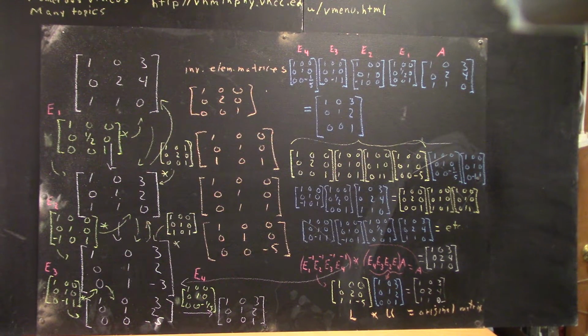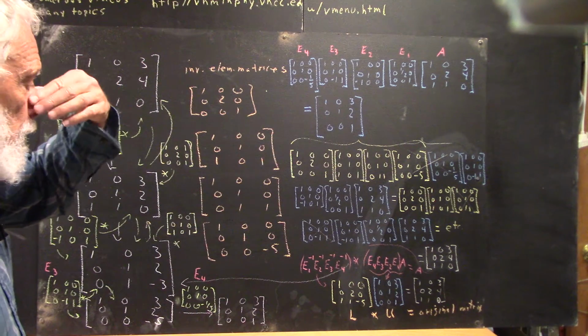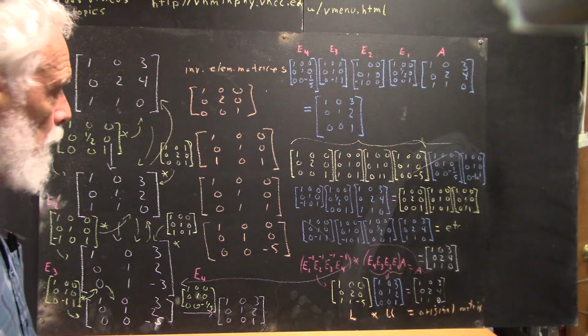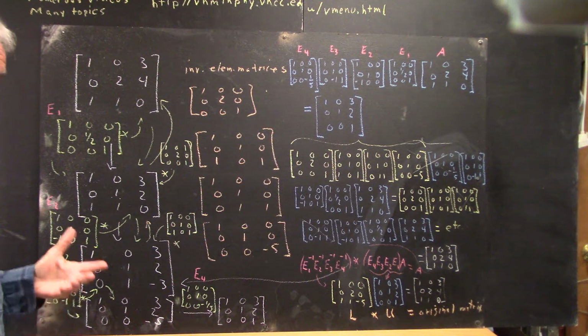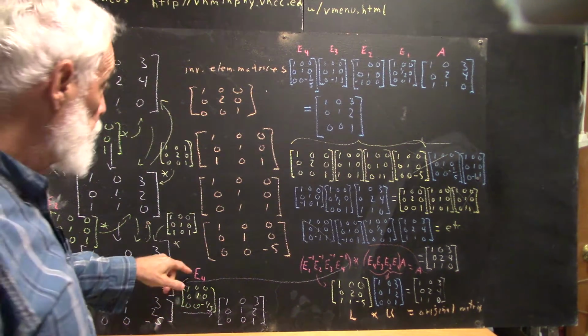Now, we take this just a step further and we can see how to use the lower upper decomposition to solve a matrix equation. I'm going to label these matrices, okay? This first elementary matrix is E1, this one is E2, this one is E3, this one is E4.